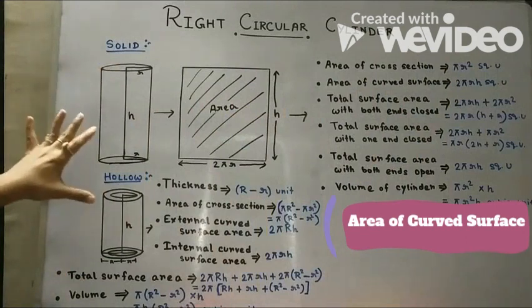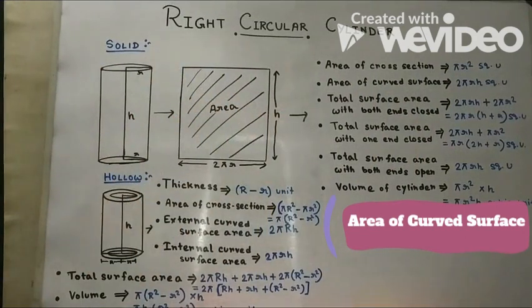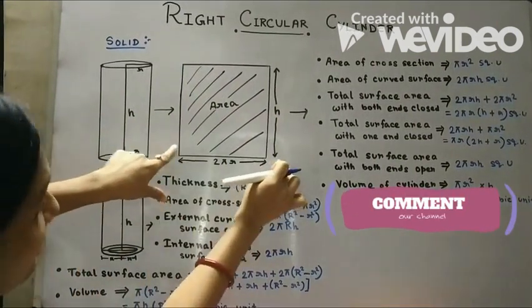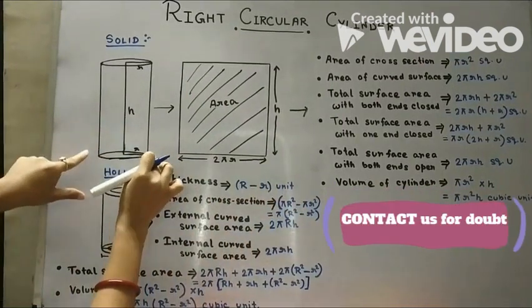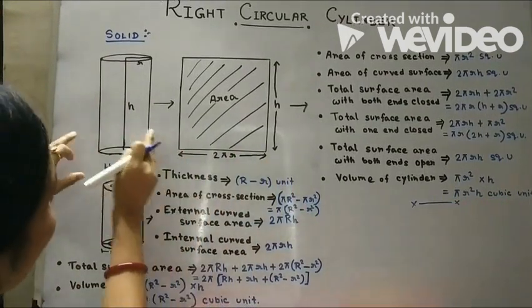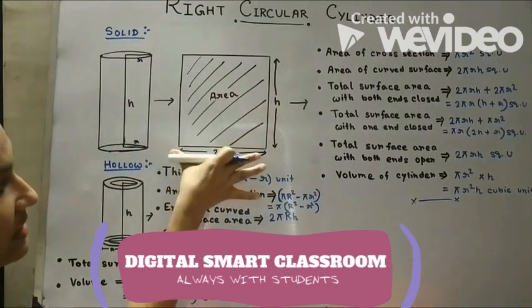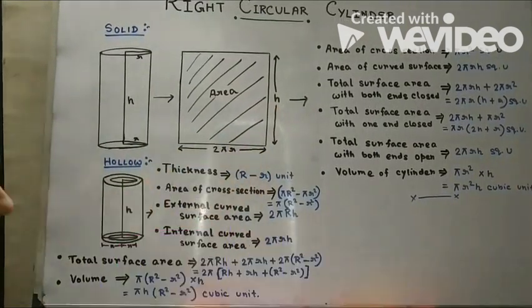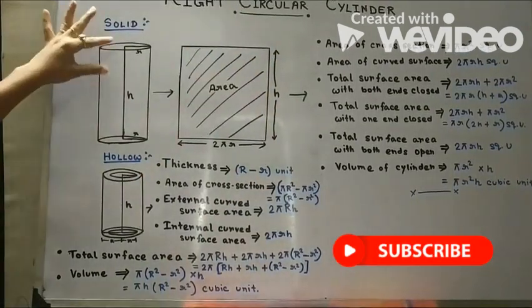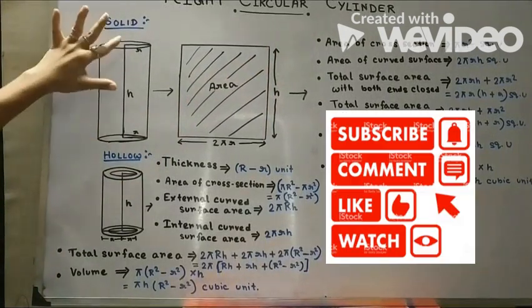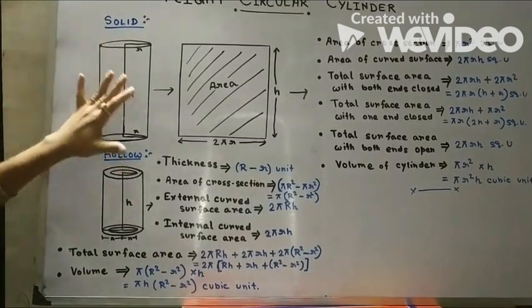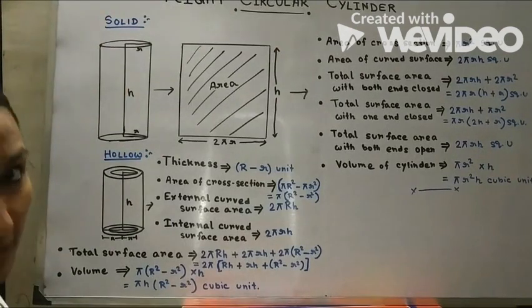And the area of the curved surface. Now if we open a cylinder, it will look like a plain rectangular sheet. This length is actually the circumference, or the perimeter, of the circular region. Therefore the circumference will be 2 pi r, and hence the length of this side is also 2 pi r, and this is the height. What is height? The distance between the centers of the circular bases is the height of a right circular cylinder.